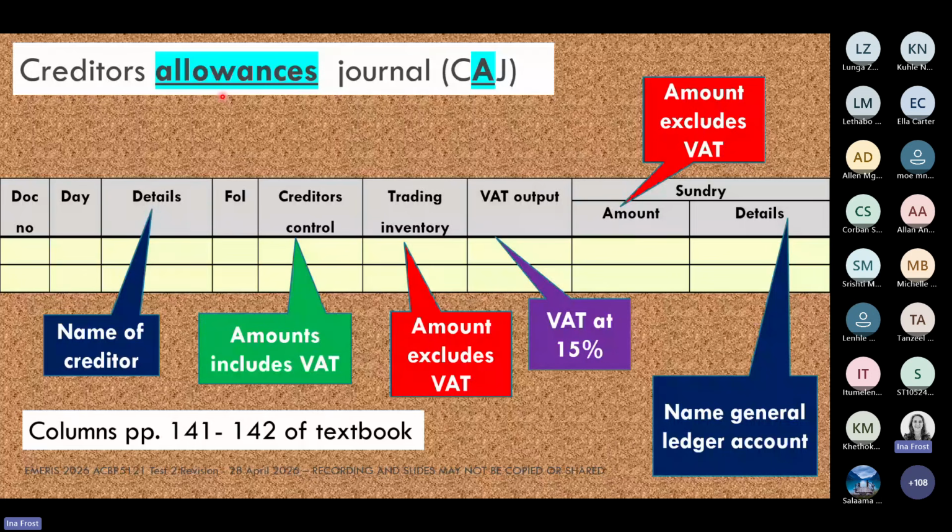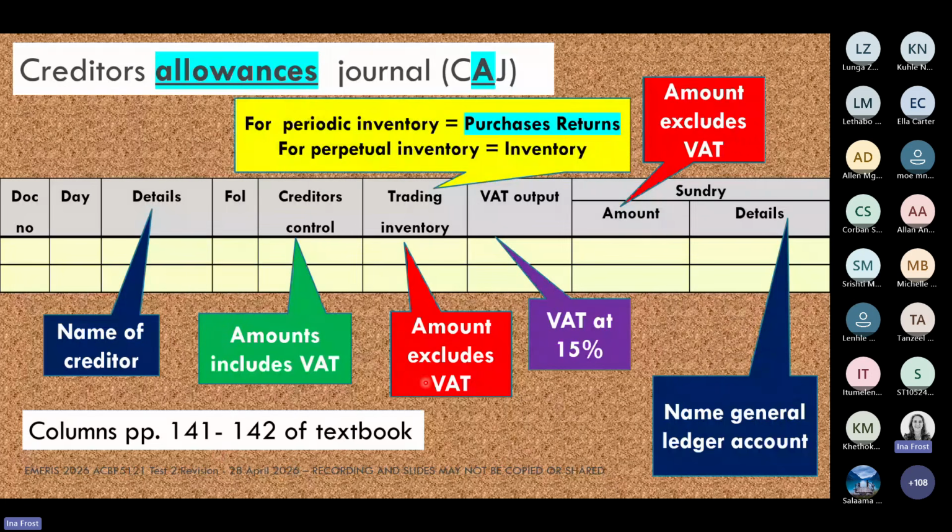The columns work exactly like they did for your creditors journal, and you can also look at pages 141 and 142 of the textbook. The trading inventory column will again change if we use periodic inventory, and then it's actually going to change to purchase returns.